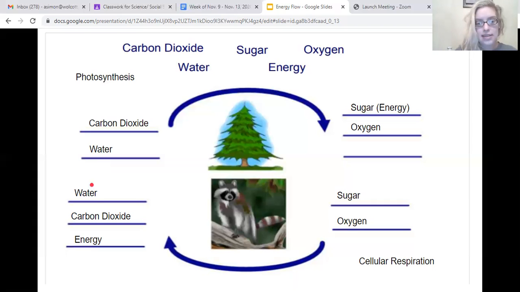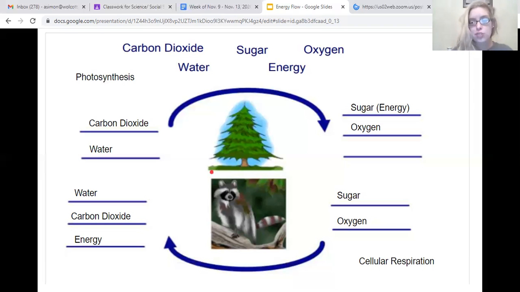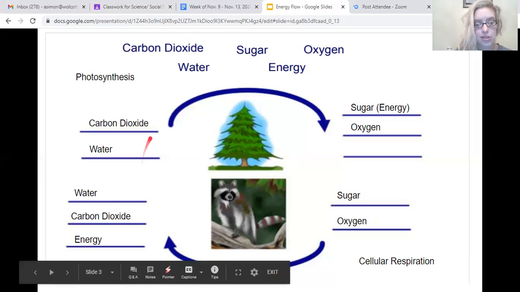Go ahead and please write this down in your notes. Draw this picture and put the things that you need in and what you're getting out of photosynthesis, and what you're putting in and getting out of cellular respiration. This picture is probably the most important thing in this whole entire unit, guys, seeing how these are connected. So please put this down in your notes.